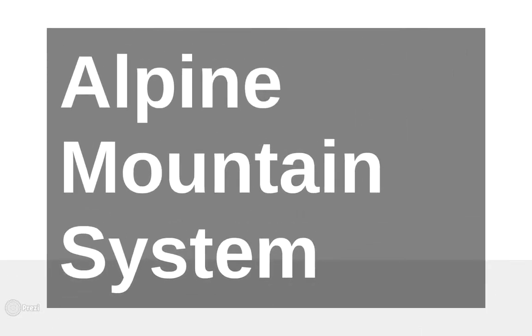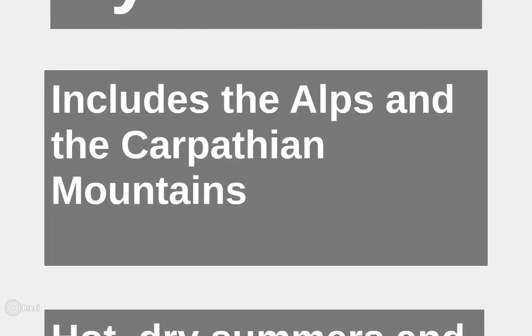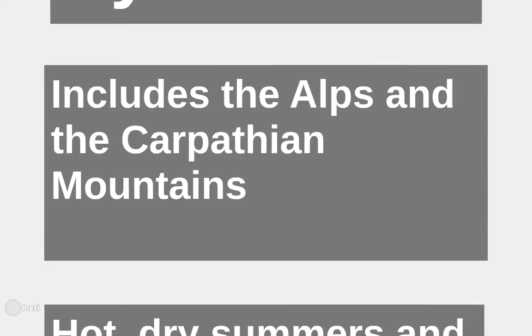Then the last one is the Alpine Mountain System. So if you take a look at this map right here, that's going to be along modern-day Italy and Greece. This includes the Alps and the Carpathian Mountains. So you're going to see a lot of mountains in this area.